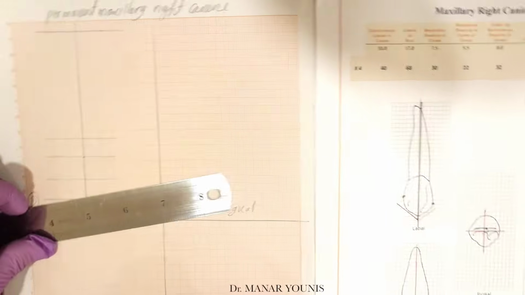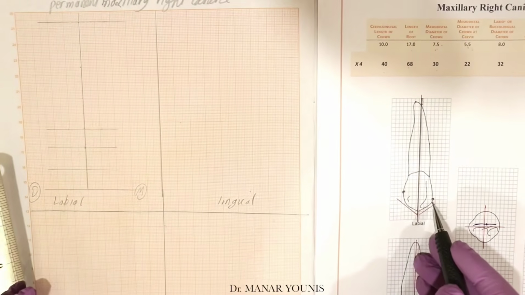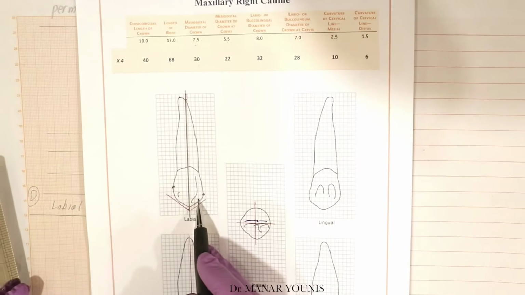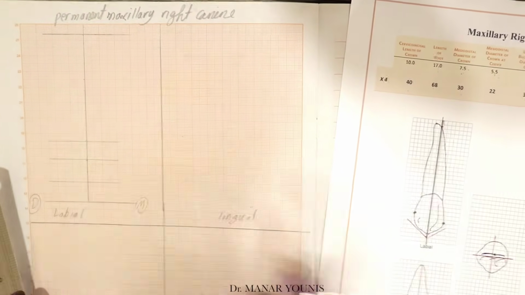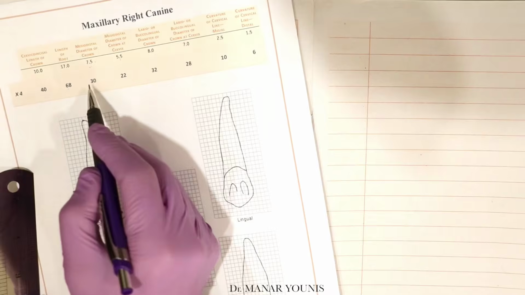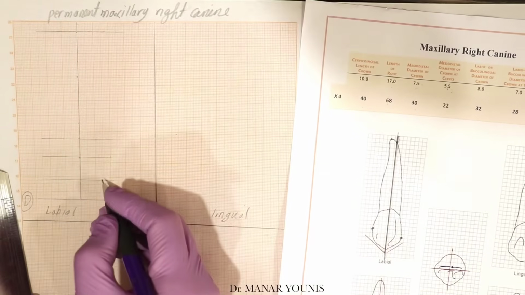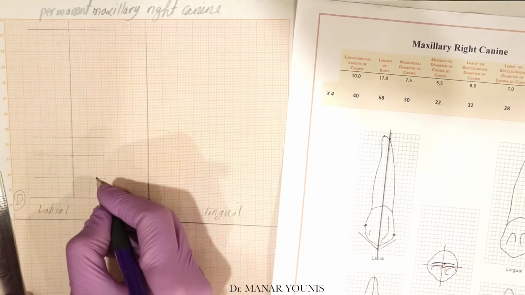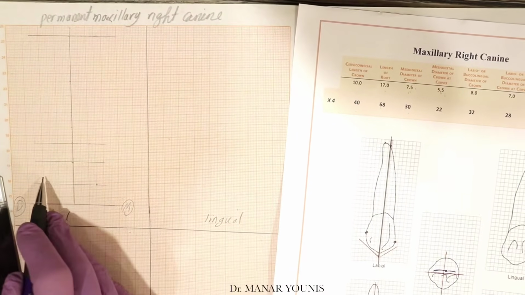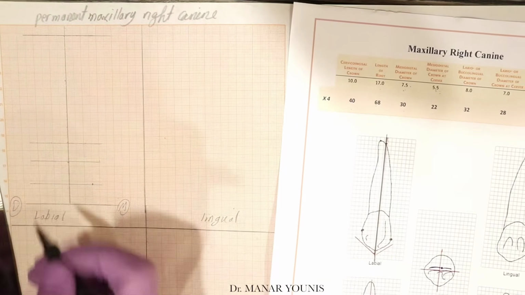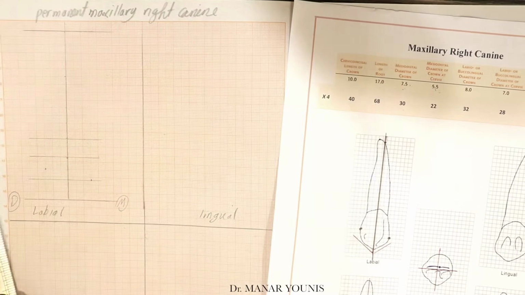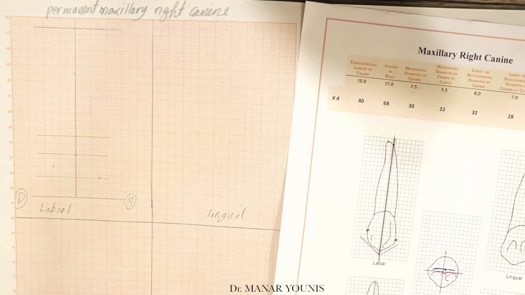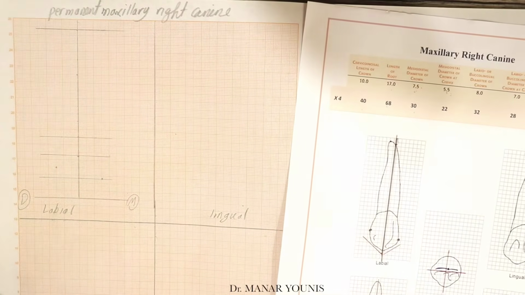So we have 13 in the cervical third, 13 in the incisal third, and 14 for the middle third. As we mentioned, the mesial contact area is located at the junction of the incisal and middle thirds. So I will mark the dimension, which, as we said, 30 divided by 2 is 15 millimeters. I will mark 15 millimeters here to the mesial. For the distal contact area, which is located in the middle of the middle third, I will mark 15 millimeters here. Now I shall draw the outline of the crown according to the information mentioned in the lecture.